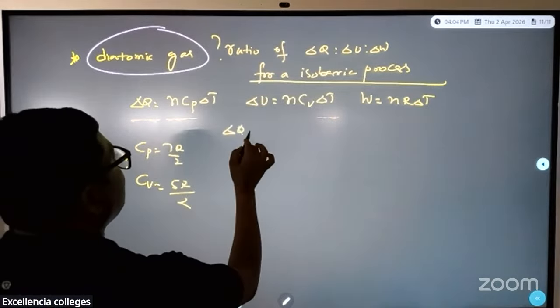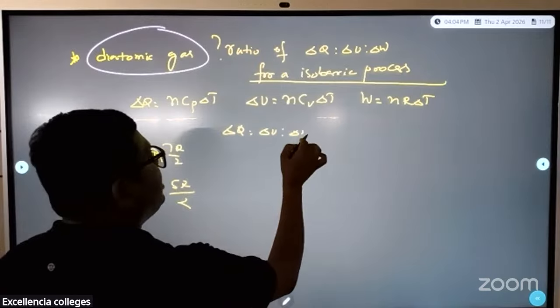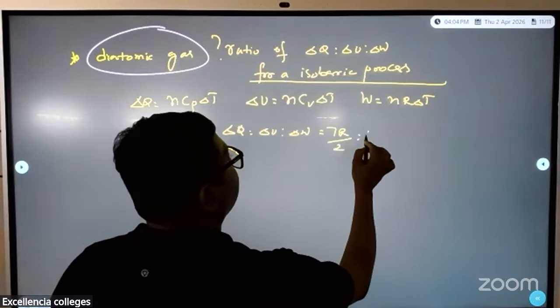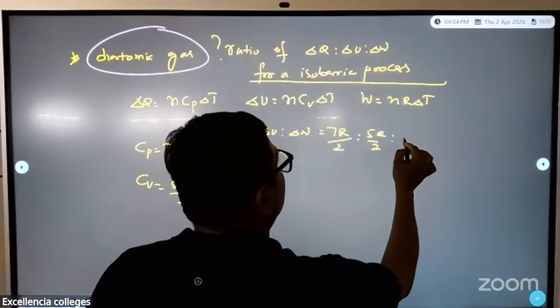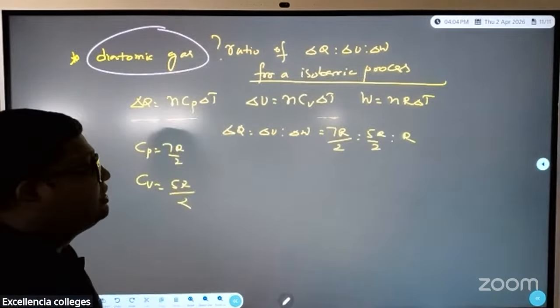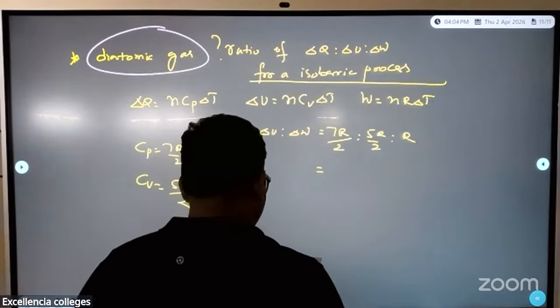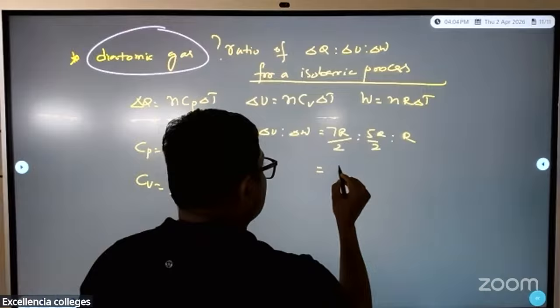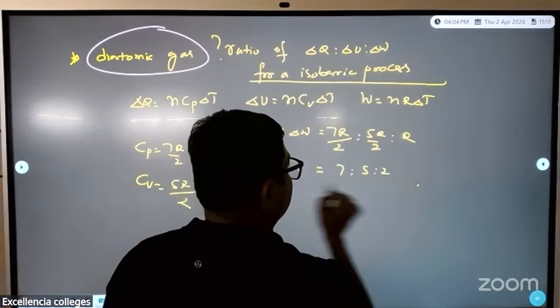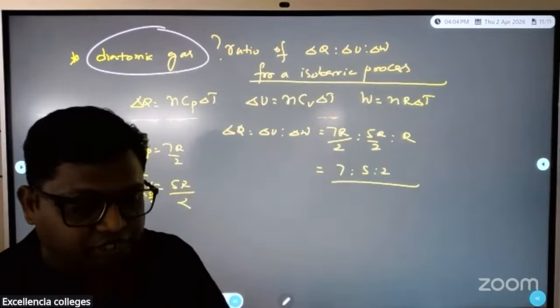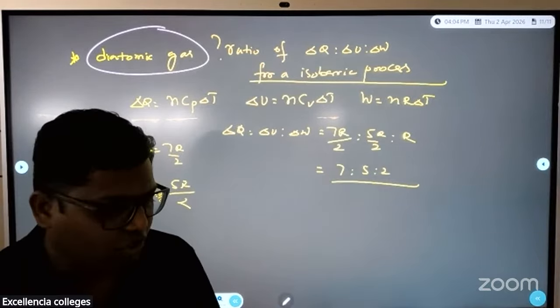So delta Q to delta U to delta W comes out to be 7R by 2 to 5R by 2 to R. Now, if you remove the common factor of 2, the answer becomes 7 to 5 to 2. So that is a simple, straightforward question. No need to do any mathematical calculation. Directly we can solve it.